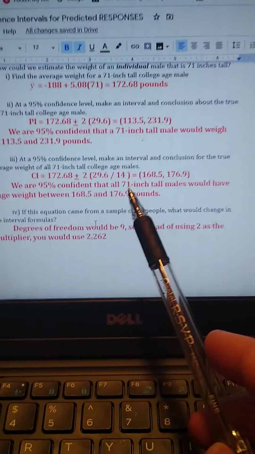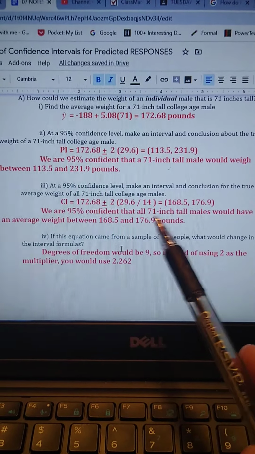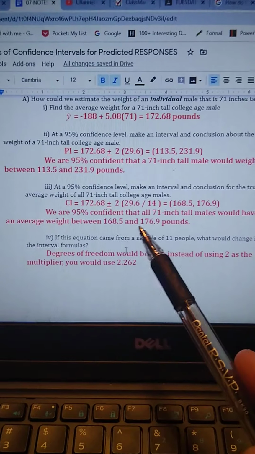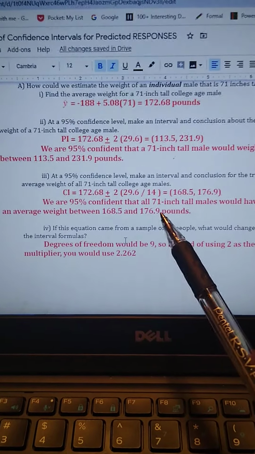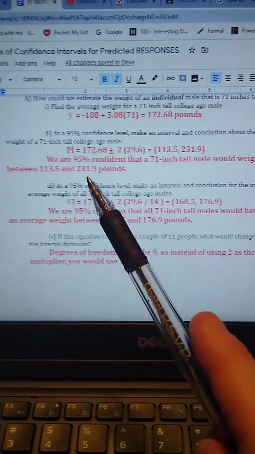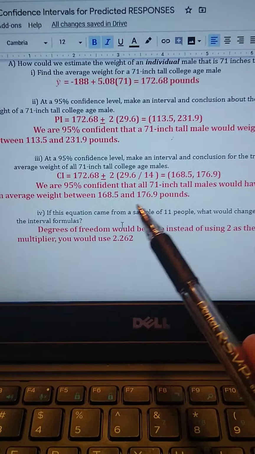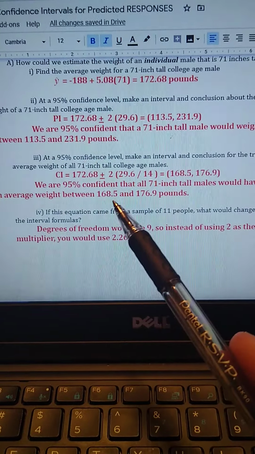So I'm 95% confident that all 71-inch tall males would have an average weight between this and this. Watch your wording. Or an individual, would weigh between this and this. The average for all of them would weigh between this and this, is how we word a confidence interval.